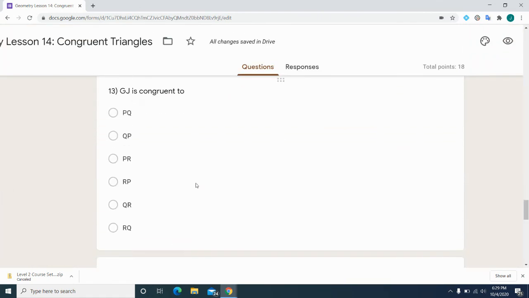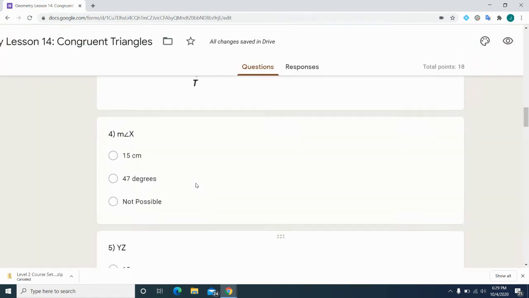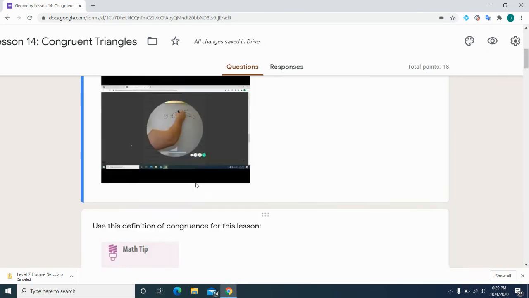All right, so hopefully you can see how to use congruent triangles, knowing all parts are equal. So that's how we do this one.